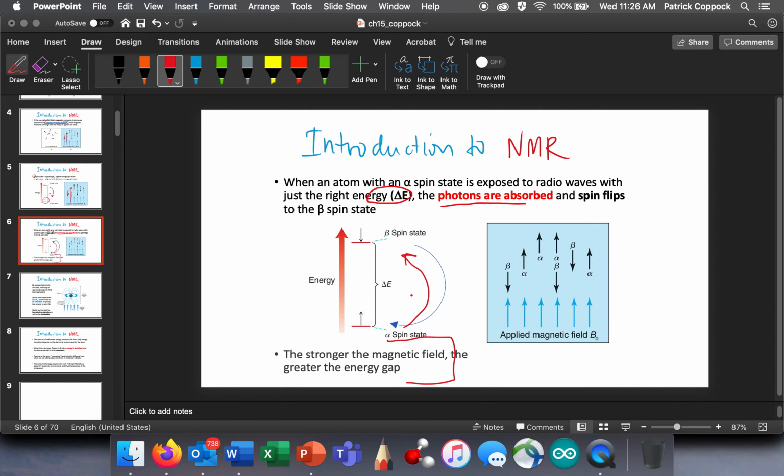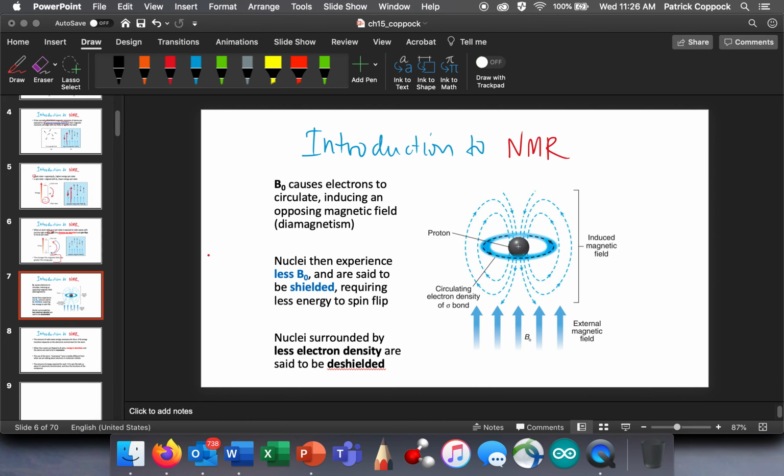All right. So the magnetic field is dictated by the environment. The magnetic field causes electrons to circulate. And so the more electrons there are around it, the more shielded it is, okay? So nuclei that experience less of a magnetic field are said to be shielded, and they require less energy to flip. I'm not sure if I said that right a second ago. This is complicated, as you can see. So nuclei surrounded by less electron density are said to be de-shielded, all right?